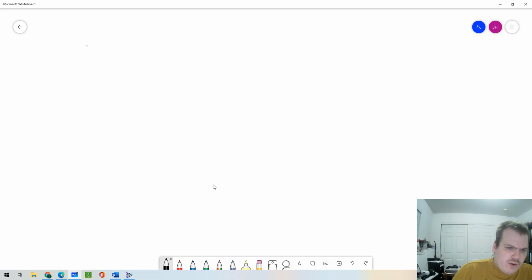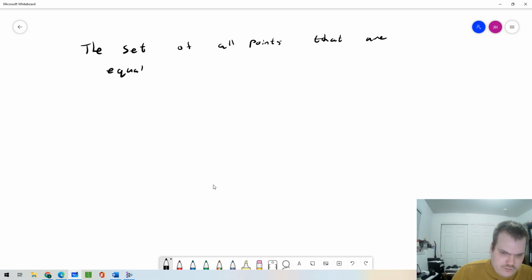So the definition of a parabola is it is the set of all points that are equidistant from a point and a line. Now, this point, I should put this in parentheses. Anyway, the point is called the focus. And this line is called the directrix.